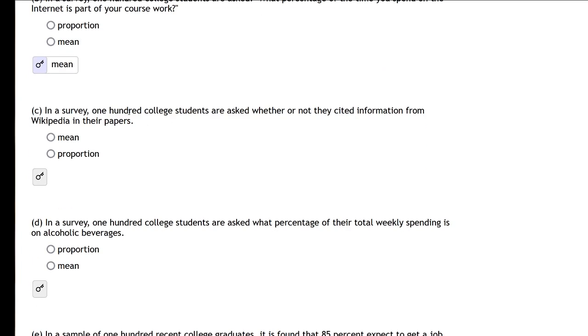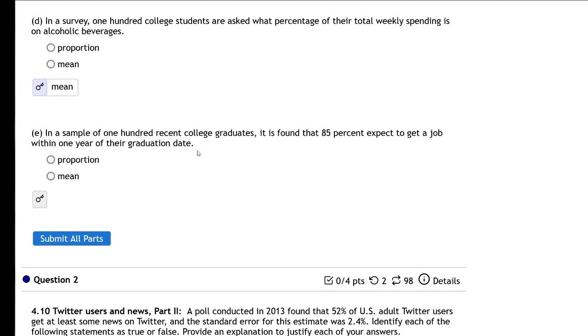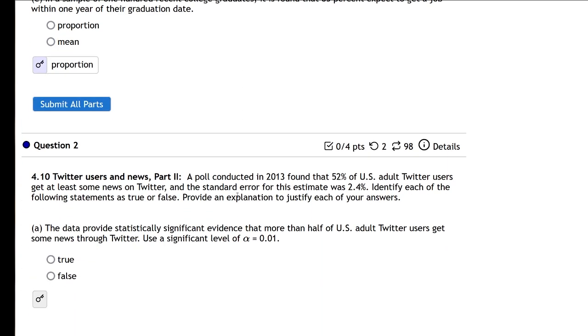And then you have a very clear percentage of people that support that thing or don't, or believe it or don't. So in a survey, 100 college students are asked whether or not they cited information from Wikipedia in their papers. Once we have this information, we could calculate what percentage of students cite Wikipedia in their papers. So that's a proportion, right? In a survey, 100 college students are asked what percentage of their total weekly spending is on alcoholic beverages. That's something we could take the mean of, so that's a mean. In a sample of 100 recent college graduates, it is found that 80% expect to get a job within 1 year of their graduation date. That is a proportion. That is a percentage of students having a certain characteristic. Okay, so you're going to have to think about that a lot in the next few chapters. Am I dealing with a proportion or a mean? That's oftentimes going to be step one.